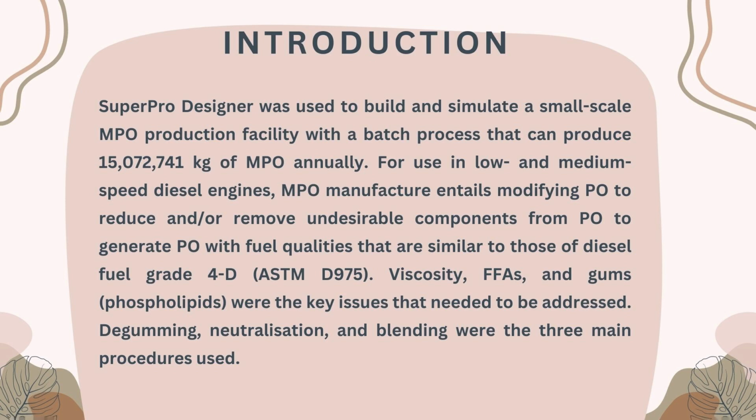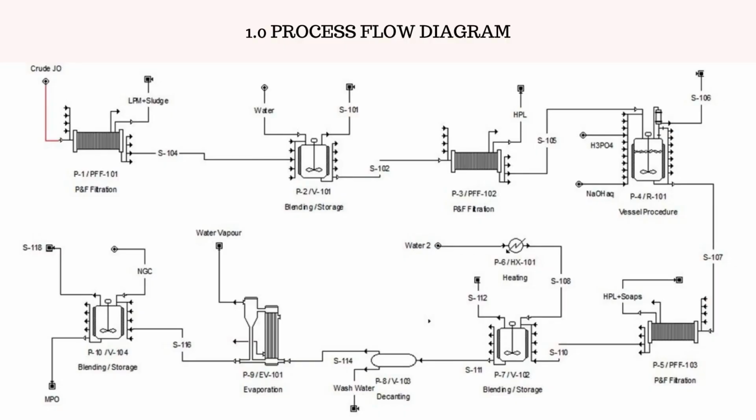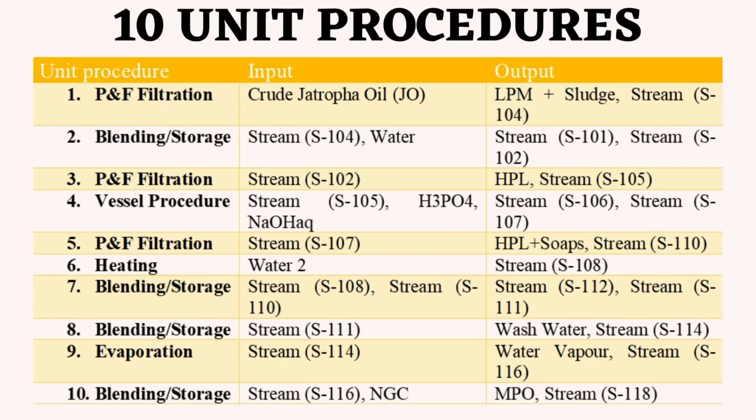Viscosity, VVAs, and gums were the key issues that needed to be addressed. Therefore, degumming, neutralization, and blending were the three main processes used. In this paper, there are 10 unit procedures.